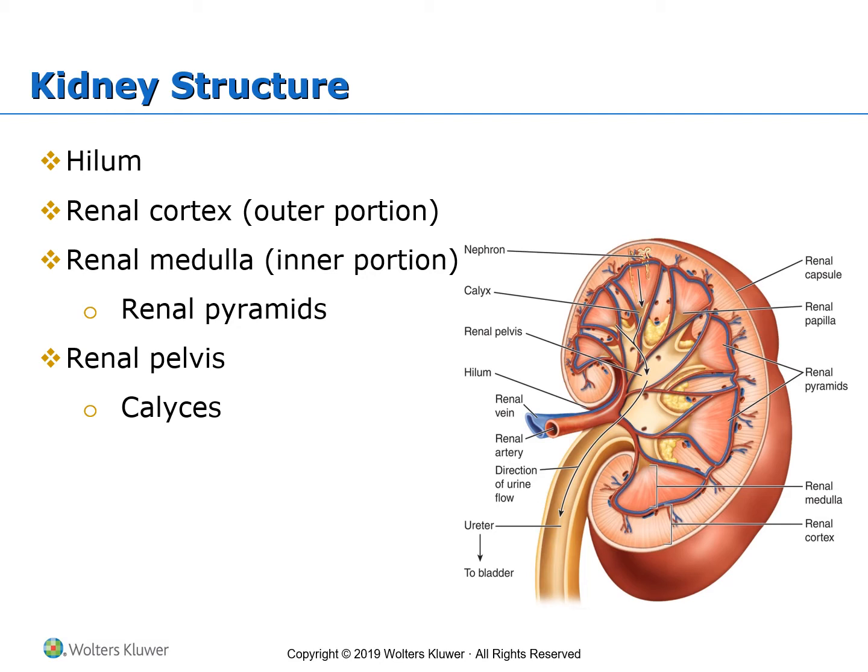If we need to measure the kidney, roughly the kidney will be about 10 centimeters long by 5 centimeters wide and about 2.5 centimeters thick. That's 4 inches by 2 inches by 1 inch.